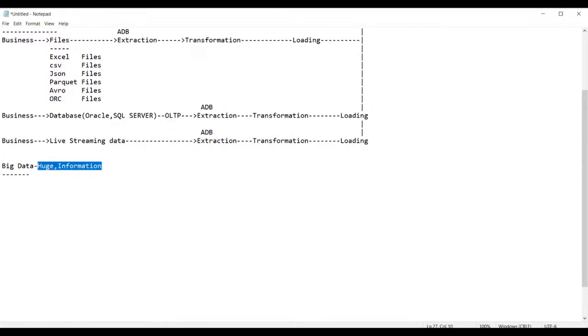So we can say huge information or massive information is called big data. Where you have a massive amount of information, that is called big data. Ultimately, we get the big data from all these businesses only. But what are the sources? Let us see that.